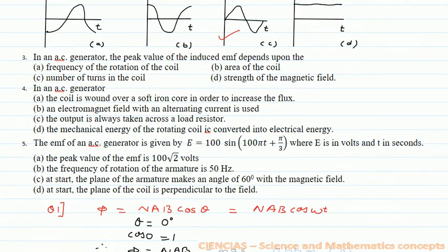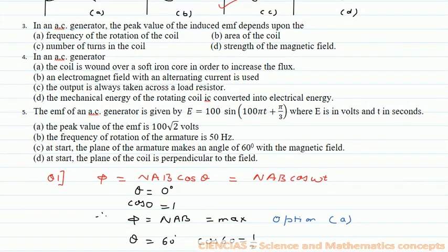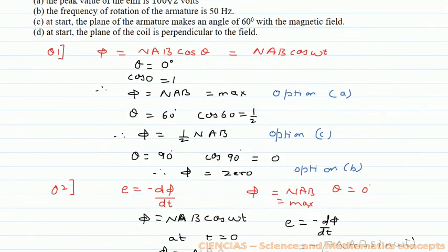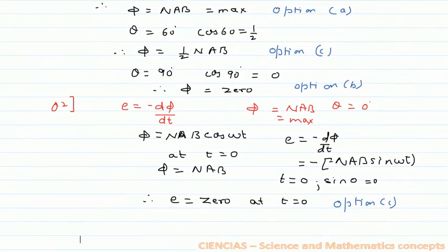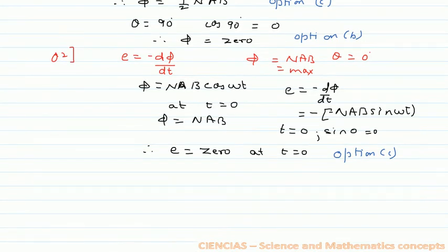Now in question number 3, in an AC generator, the peak value of induced EMF depends upon frequency of the rotation of the coil, area of the coil, number of turns in the coil, and strength of the magnetic field. In question number 3, the peak value of induced EMF. Peak value means maximum EMF, E0 is equals to NAB omega.